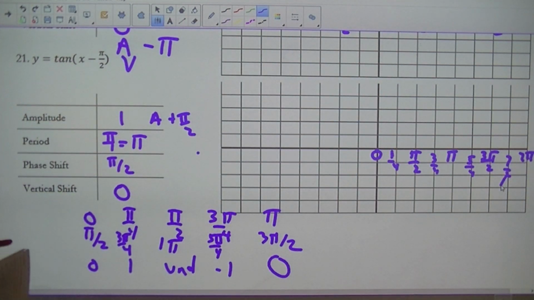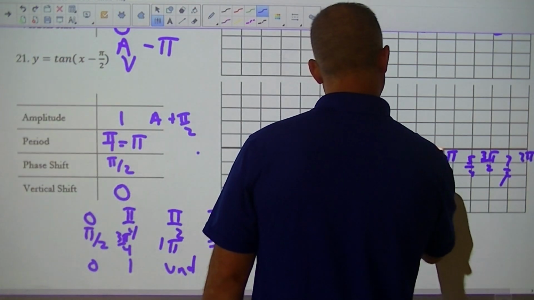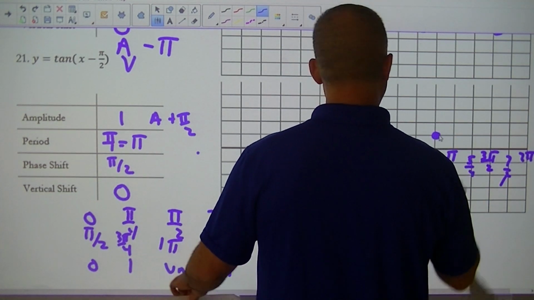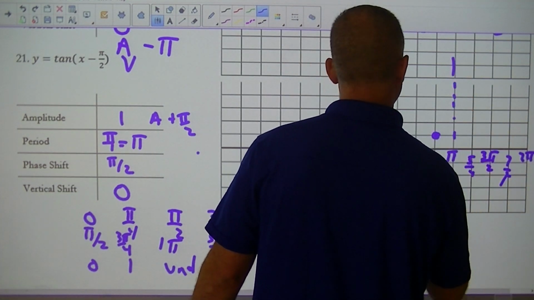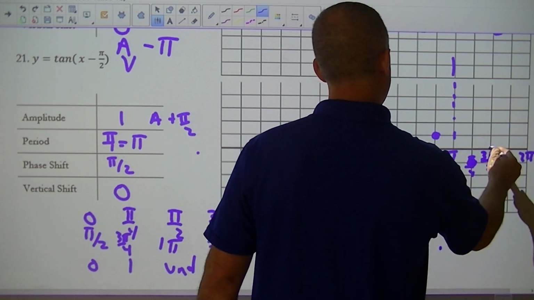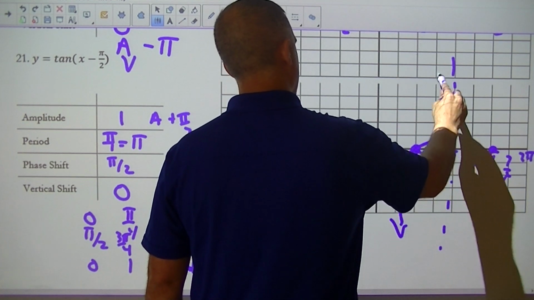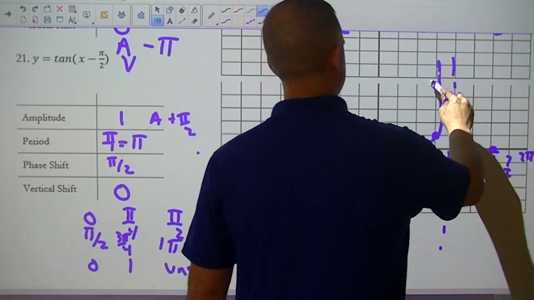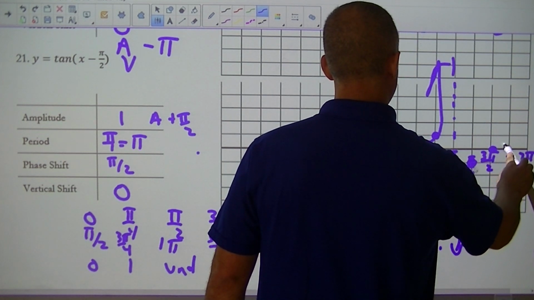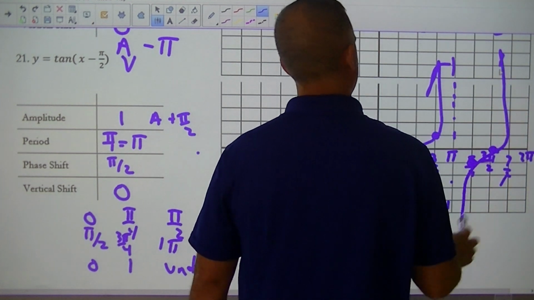Okay? All right, so at pi over 2, I'm at 0. At 3/4 pi, I'm at 1. At pi, I'm going to be undefined, so I do this little dashed line. 5/4, I'm at -1. And this I'm at 0. Now, what you have to do with tangent, just go ahead and draw the curve through those points. Okay? It makes this shape. All right, you don't have to be overly accurate. Okay, but that's how you do it.